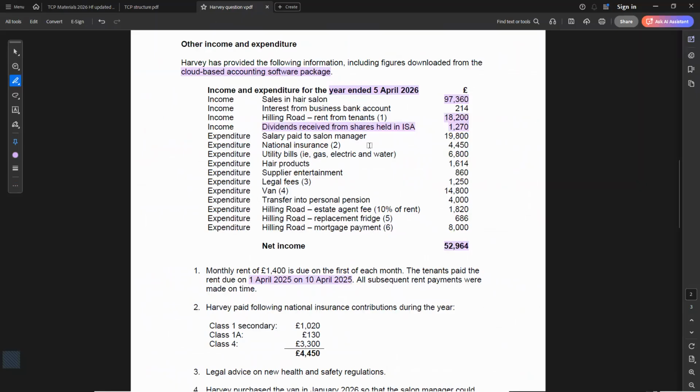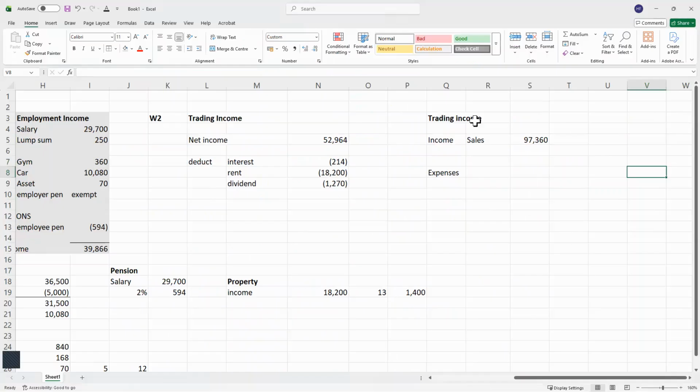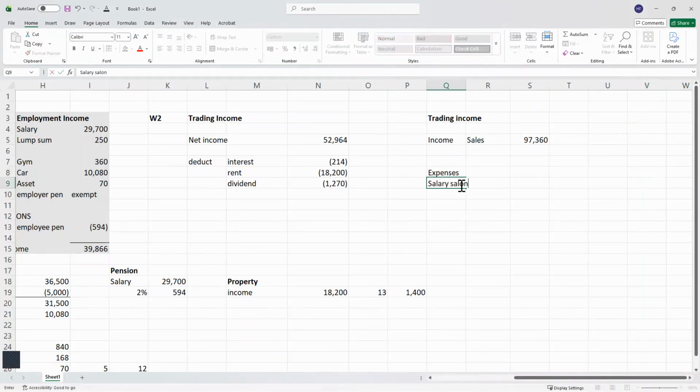So then the next piece of information, expenditure, salary paid to the salon manager, 19,800. So that will have already been deducted in arriving at the 52,964. So there's nothing there to deduct if we're starting with net income. But if we're looking at trading income, looking at income and expenses, then we've got the salary for the salon manager to deduct. And that amount was 19,800.